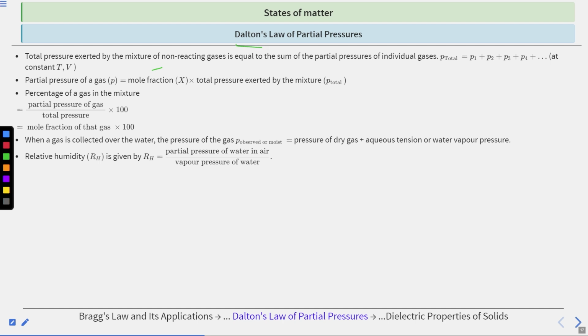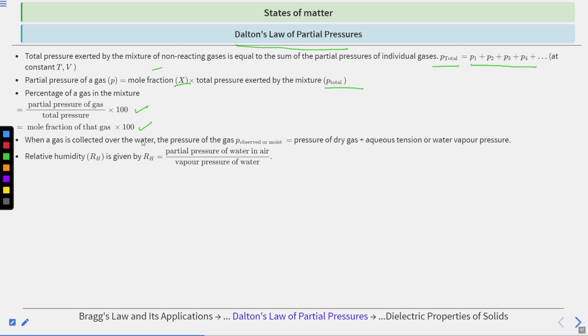Dalton's law of partial pressure. The total pressure exerted by a mixture of non-reacting gases will be equal to the sum of the partial pressures of the individual gases. P total will be equal to the sum of partial pressures of individual gases. The partial pressure of a gas will be equal to its mole fraction multiplied by P total, that is the total pressure exerted by the mixture. If we want to find the percentage of a gas in a mixture, we can use this formula and this formula in terms of mole fraction of the gas.